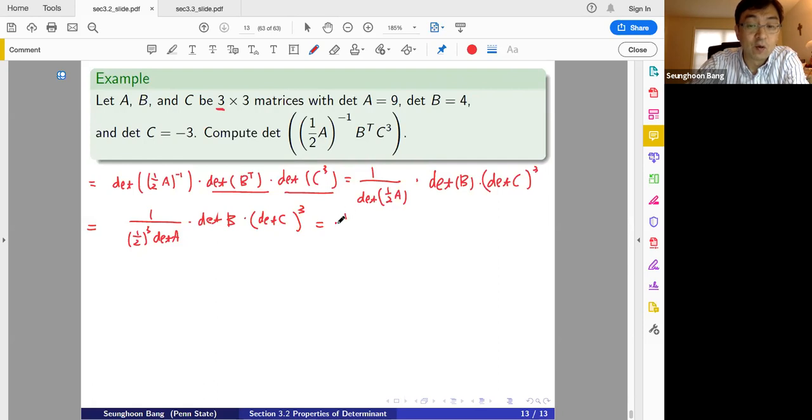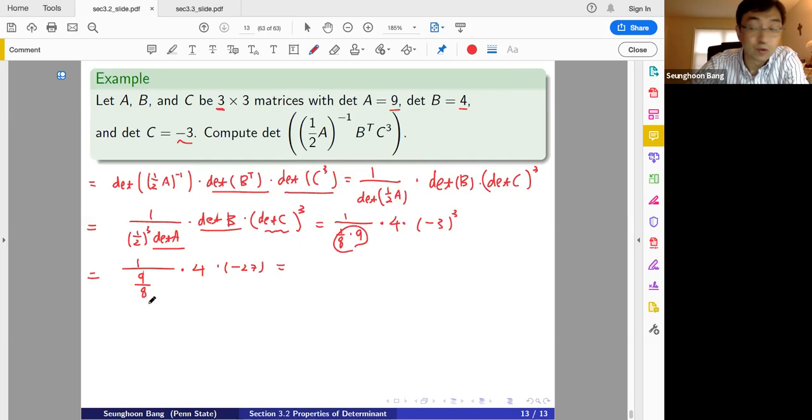What's that? 1 over 2 cubed is 1 over 8. The determinant of A is 9, the determinant of B is 4, and the determinant of C is negative 3, so we have negative 3 cubed. To simplify, the 1 over 1 over 8 times 9 gives 8 over 9, times 4, times negative 3 cubed, which is negative 27.